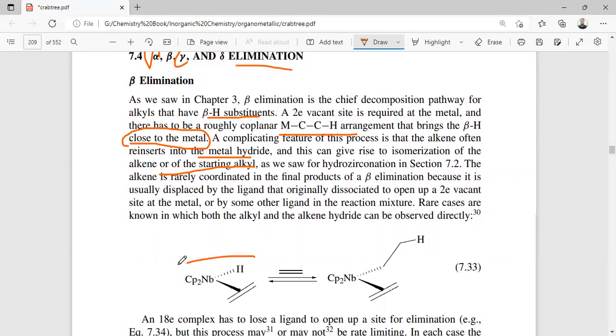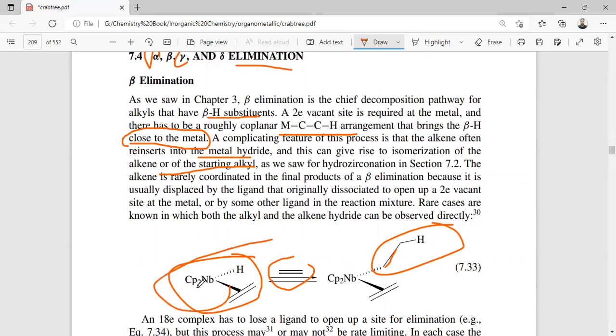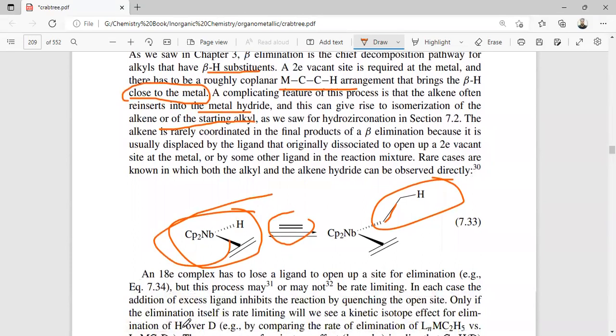In this case, this alkene is inserted between this metal hydride, and the reverse reaction is the beta hydride elimination, where the alkene leaves the metal complex and a metal hydride is formed. So an 18 electron complex has to lose a ligand to open up the site for the elimination, but this process may or may not be rate limiting.